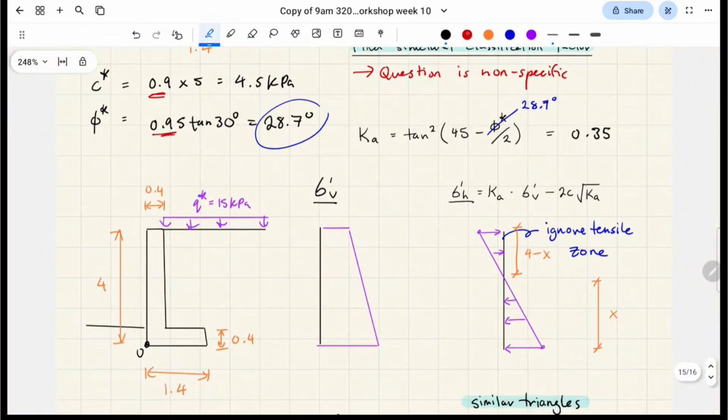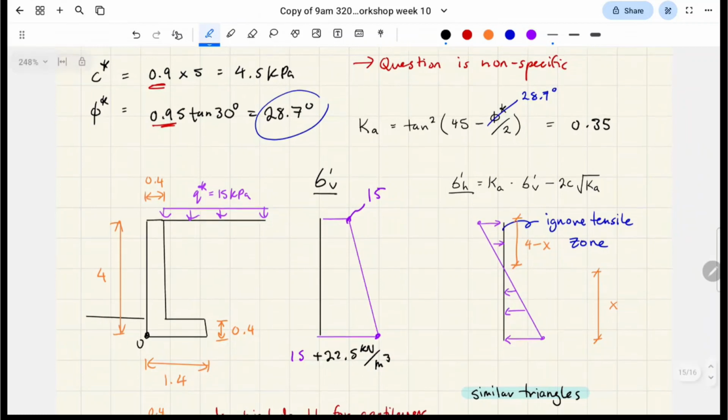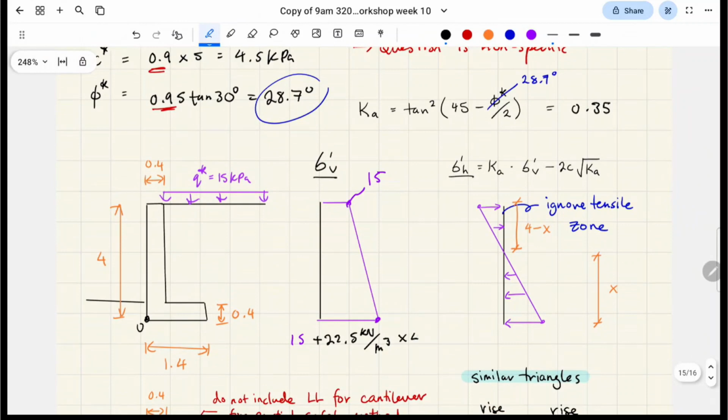Next, we're going to calculate the vertical stress distribution. Our surcharge increased from 10 to 15, and for the base here, we're going to do 15 plus this value, which is our exaggerated soil unit weight, times the active lateral earth pressure coefficient. That gives us 105 kPa, that's that point here.